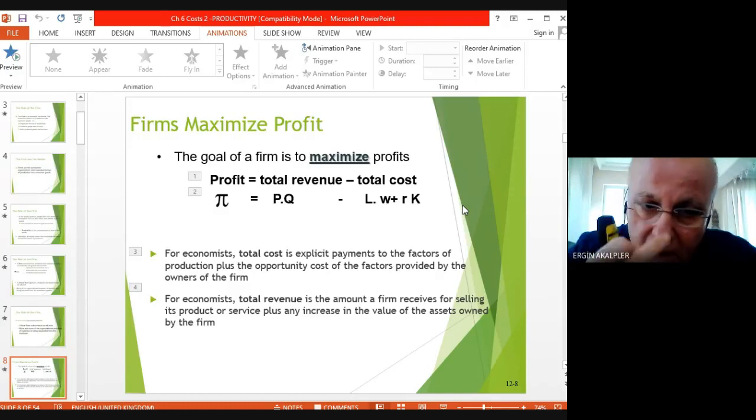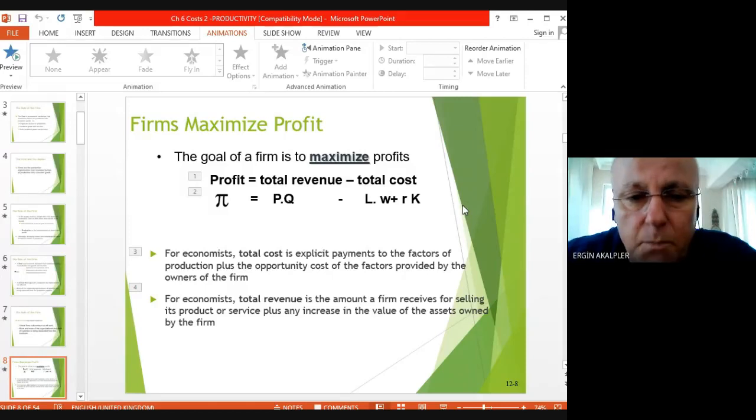When we look at this equation, we observe total revenue is the amount of total produced goods multiplied by the price of these goods. And total cost is the amount of labor used in the production process multiplied by the wages, plus R, which indicates the real interest rate, not the nominal, and K is the capital used in the production process. The difference between total revenue and total cost will give us the profit.